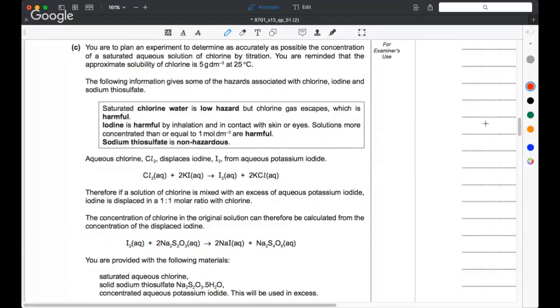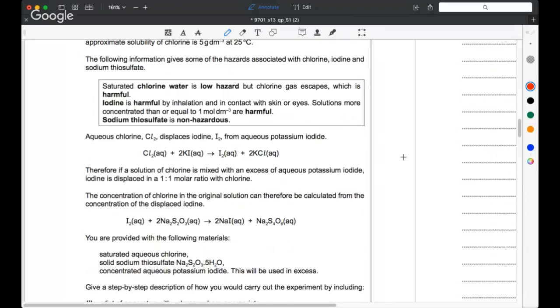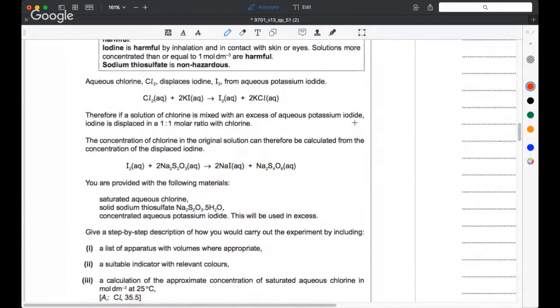And they're telling you here that the way they're going to do this titration is in two steps. Rather than measure the amount of chlorine directly, you're going to measure it indirectly. So you convert the chlorine to iodine, and then later on you're going to measure the amount of iodine. Okay? So it's kind of an indirect titration. This is a displacement reaction, and you're going to be adding excess potassium iodide to make sure that all of the chlorine has been converted to iodine.